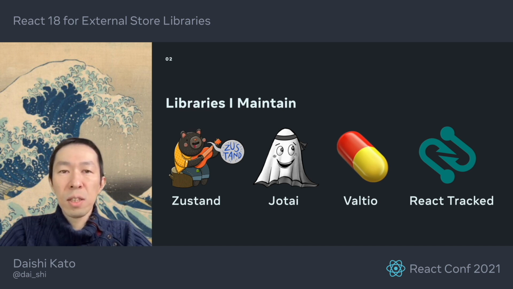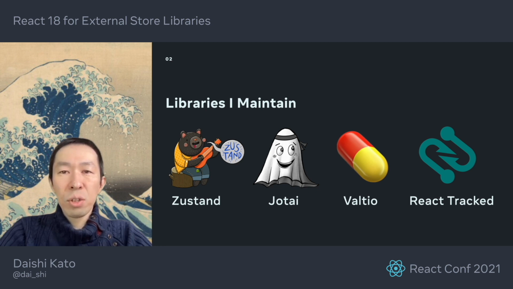The first one is Zustand. It's a library to create an external store for React. It's a very tiny library and it's fairly predictable. The second one is Jotai. It's a library based on React context. You can define atoms, which are the pieces of your state.